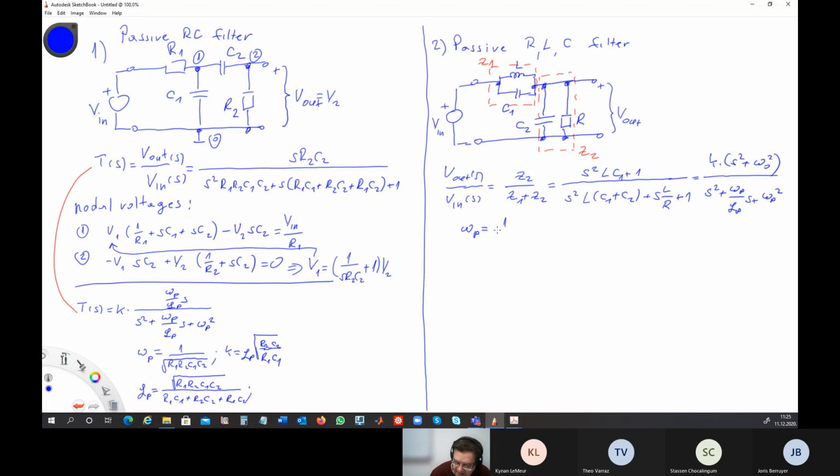quantities. You can compare it: you can divide everything by L (C1 plus C2), and on the left side you can divide everything by R1, R2, C1, C2, and then compare. And you will obtain omega P is 1 over the square root of L (C1 plus C2). QP is equal to R times the square root of (C1 plus C2) over L. Omega 0 is 1 over the square root of L C1, and K is C1 over C1 plus C2.